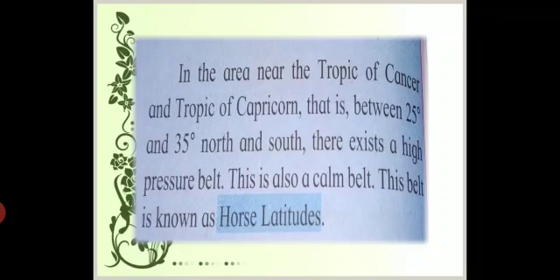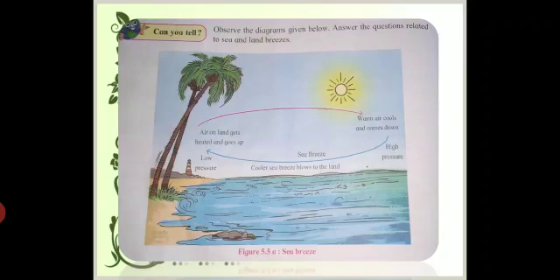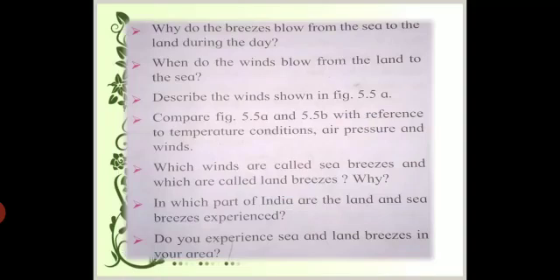This belt is known as horse latitudes. Let's move ahead. Can you tell? Observe the diagrams given below. Answer the questions related to sea and land breezes. Children, see figure 5.5a sea breeze and 5.5b land breeze given on pages 24 and 25. Now let's start with the first question. Why do the breezes blow from the sea to the land during the day?